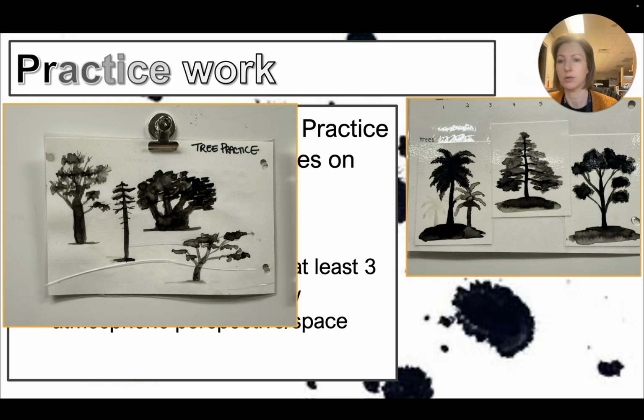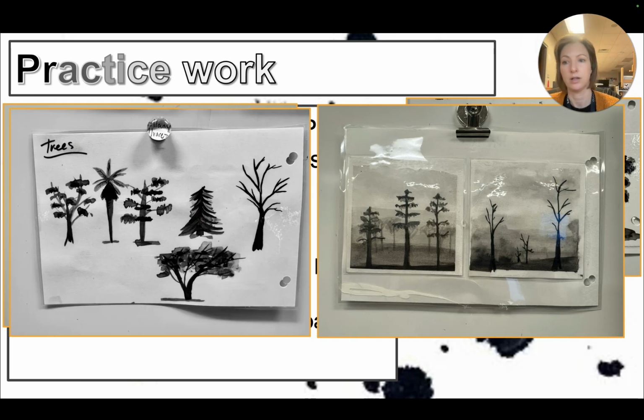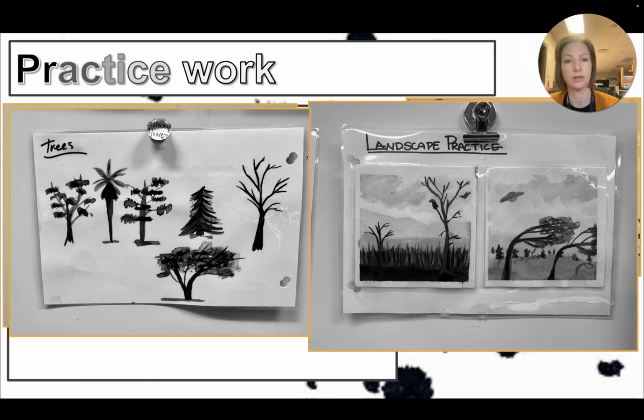Here's an example of some tree practice. You can see that really big blobby dark tree. I'm not very happy with that, but that's why we practice. I went too dark too fast. Here is an example of some mini landscapes that I've done. It is shiny because I laminated it, but you can see that I used value to create distance, and then you can also see how I used size to create distance. Another example of some trees, and then a few more landscapes.